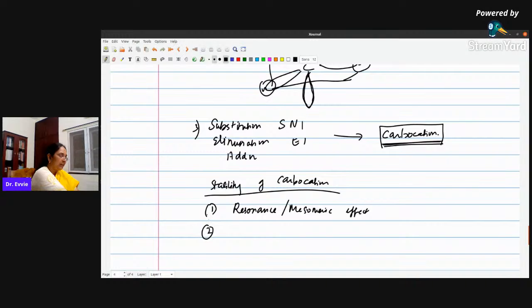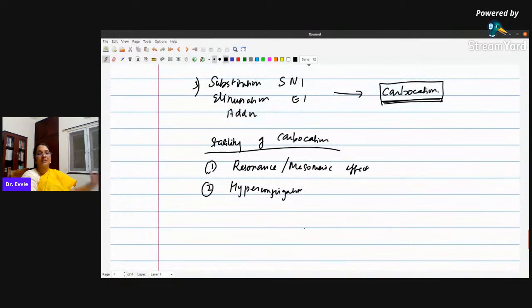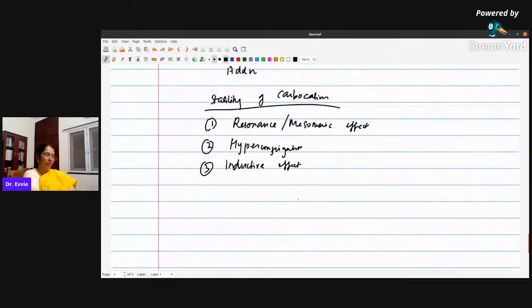Next one will be the no bond resonance. What is it, no bond resonance? It's also called hyperconjugation, where I told you about the alpha hydrogens. The more alpha hydrogens, the more stable it is. Then the last one will be your inductive effect. So this is the priority. With that, let's do some examples.